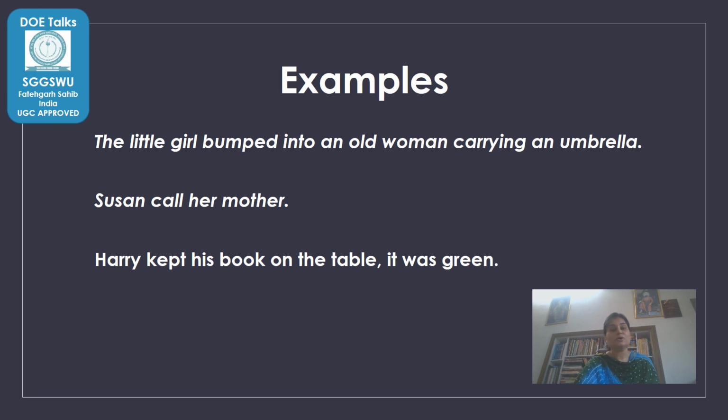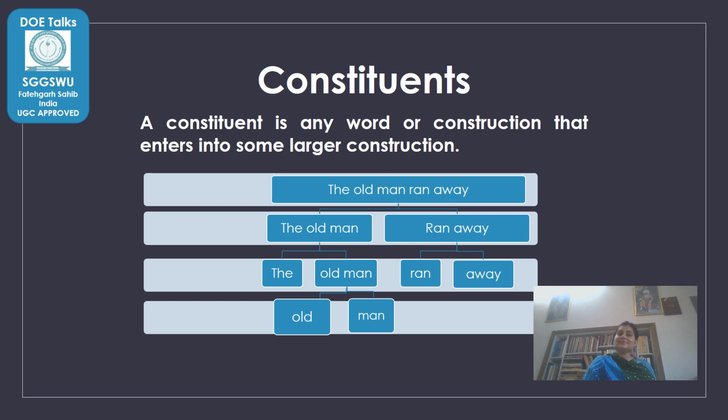Then, how to resolve or avoid such ambiguity? One solution is writing small sentences, and the other is understanding the structural rules of sentence formation, understanding the immediate constituents of a word in a sentence. Now the question arises, what is a constituent? A constituent is any word or construction that enters into some larger construction. Let us take an example of a sentence: the old man ran away.